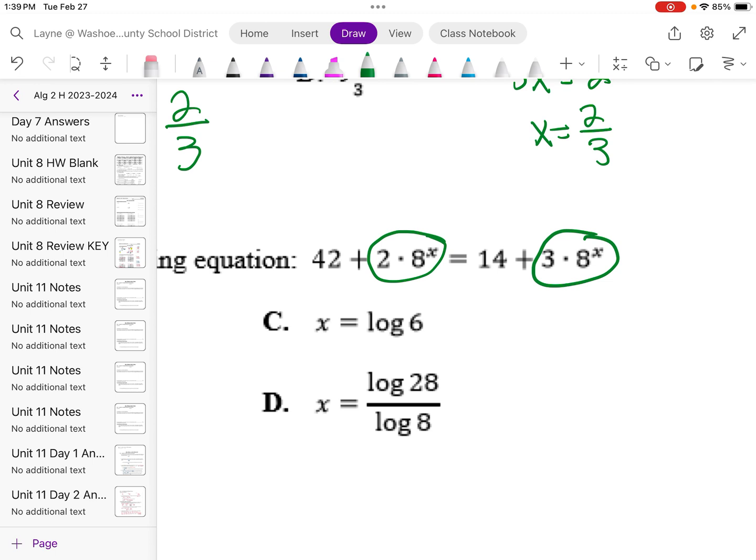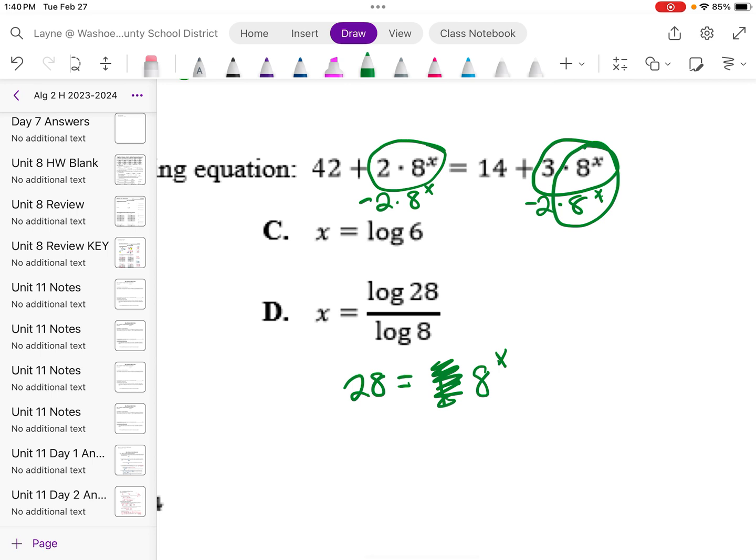So I'm going to get the 42 and the 14 on the same side, and then the 8 to the x terms together on the other side. So I'm going to subtract 14. 42 minus 14 is 28. So this will be 28 equals, then I'm going to do minus 2 times 8 to the x on both sides. These are like terms, meaning this part can just stay the same and I just subtract the coefficients. So 3 minus 2 just gives us 1 times 8 to the x. I don't even need to write the 1. I can just leave it as 8 to the x.